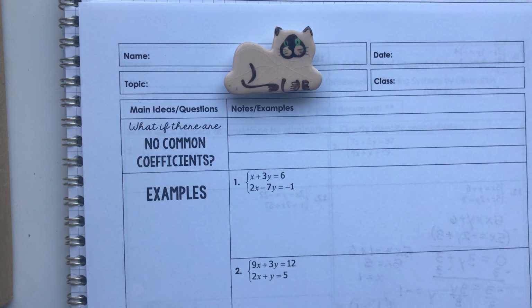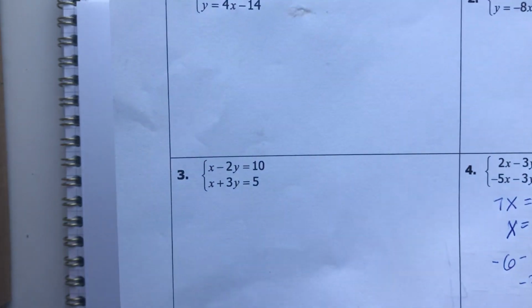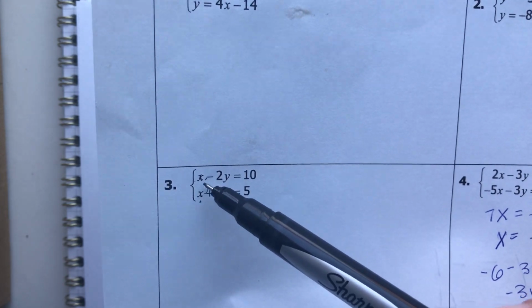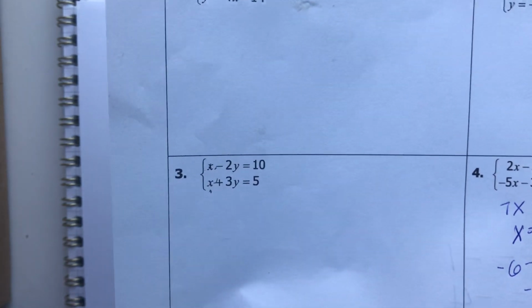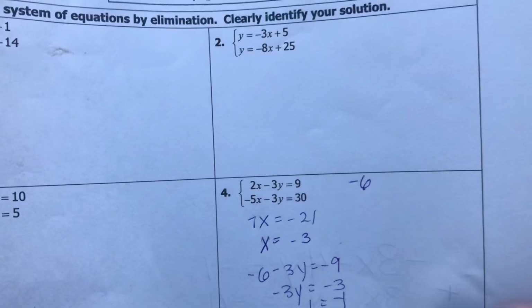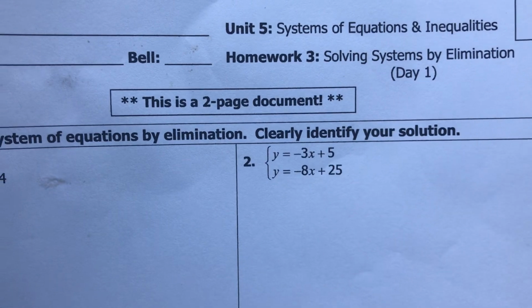So where we've been is that so far you've had systems of equations that have had common coefficients where we could either add or subtract to eliminate. So here we would subtract the x's because x minus x is 0. Here we would subtract the y's because y minus y is 0.